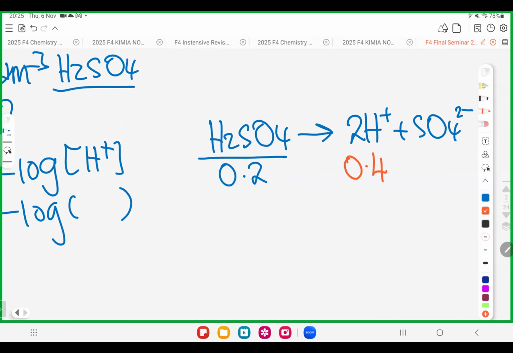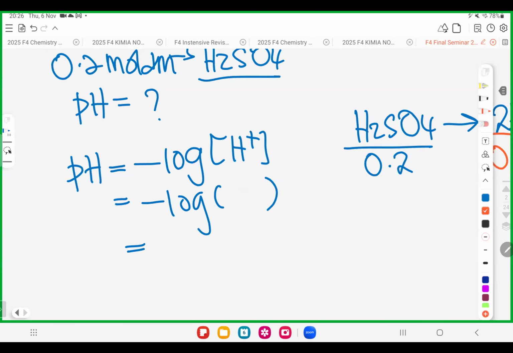0.4, isn't it? It doubles up. When I have 1 ringgit, you have 2 ringgit. When my concentration is 0.2, yours is 0.4. So the H plus is 0.4. So the calculation should be negative log 0.4. Negative log 0.4 is your answer.